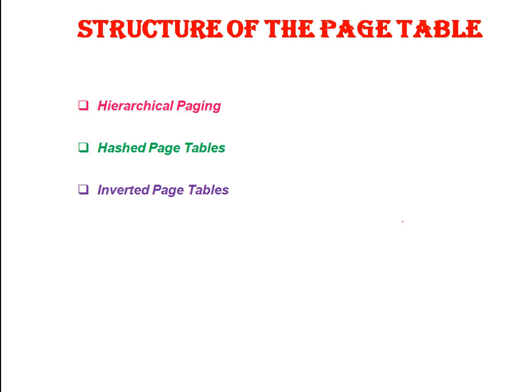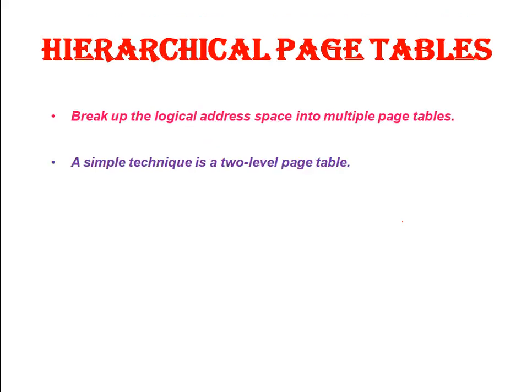Next we shall see the structure of the page table. Under the structure of page table, we have three categories to study. The first is hierarchical paging, the second is hashed page table, and the third is inverted page tables. So the first one is hierarchical paging.